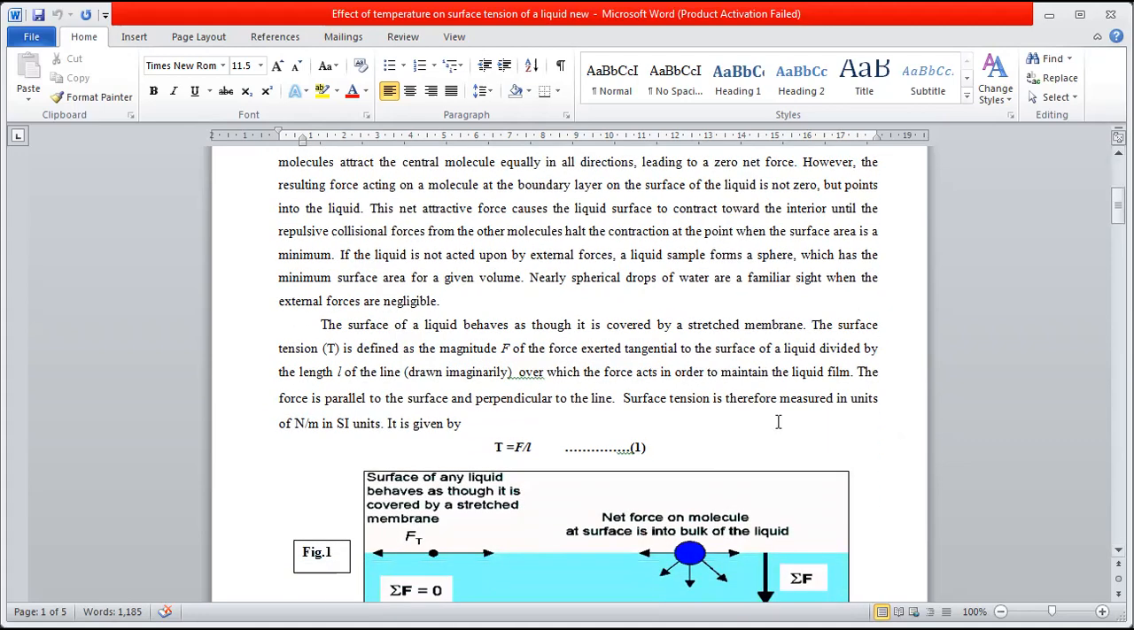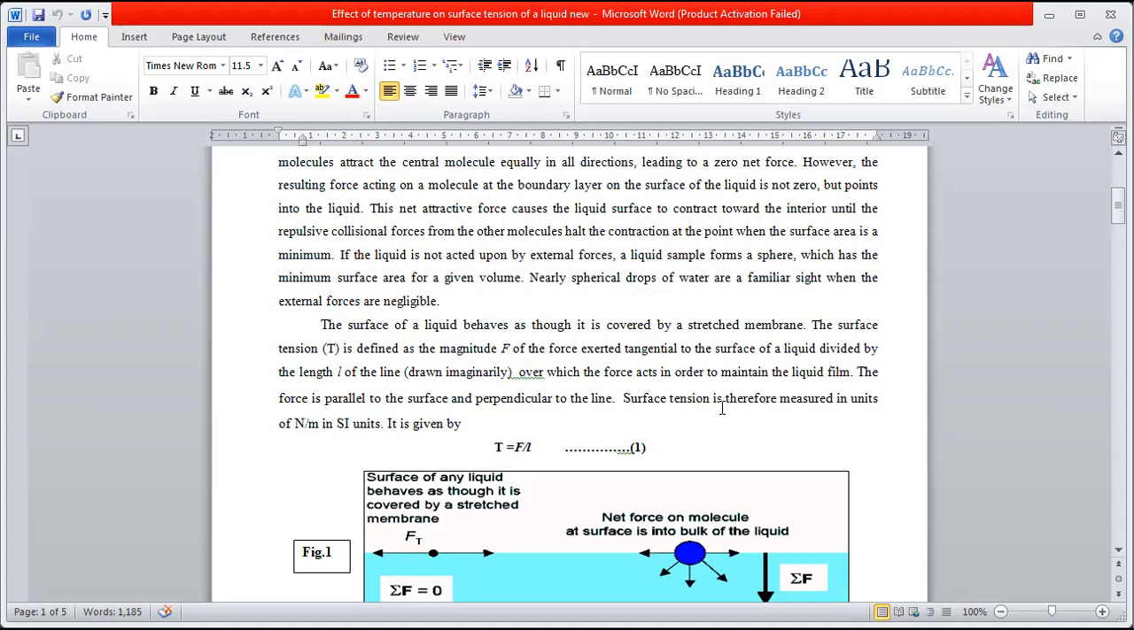The surface of a liquid behaves as though it is covered by a stressed membrane. The surface tension is defined as the magnitude of the force exerted tangential to the surface of a liquid divided by the length of the line which is drawn imaginarily over the surface of the liquid in order to maintain the liquid film. So the force is parallel to the surface of the liquid, but it is perpendicular to the line which is drawn imaginarily over the surface.